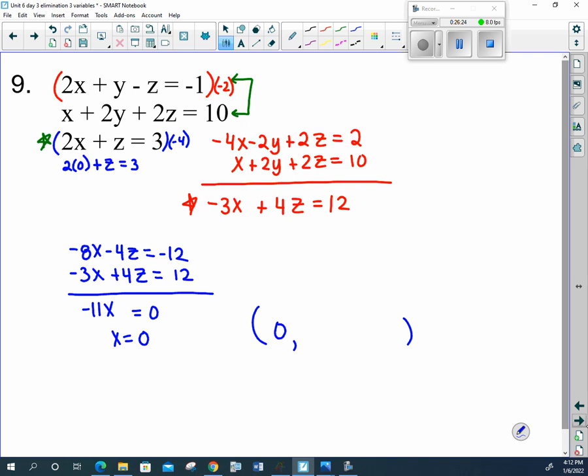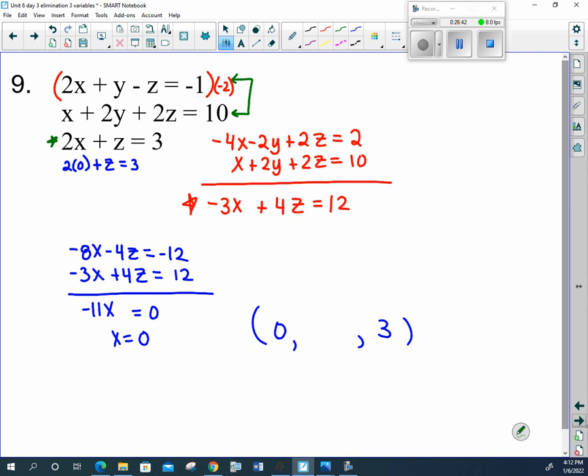I'm using the original equation, not the multiplied by 4. So z is 3 here. So when I'm back substituting, I go back to the original equation. So I would do just the 2x plus z equals 3. That's what I would substitute into.